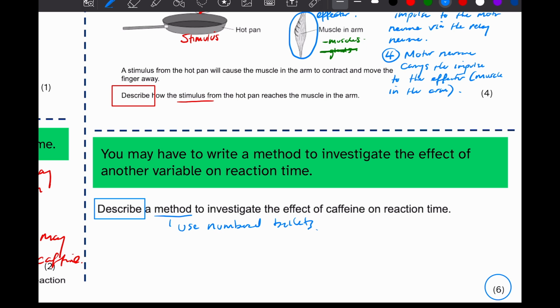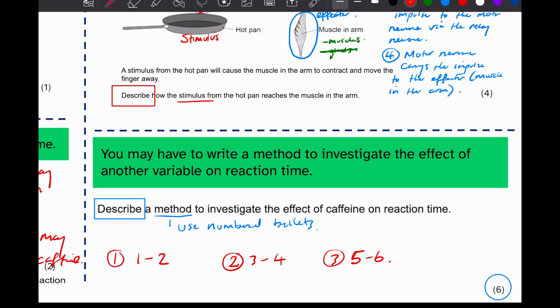The first thing an examiner will do when they read your method is they will put it into a category. There are 3 categories. You've got category 1, which is worth 1 to 2 marks. You've got category 2, which is worth 3 to 4 marks. And you have got category 3, which is worth 5 to 6 marks.